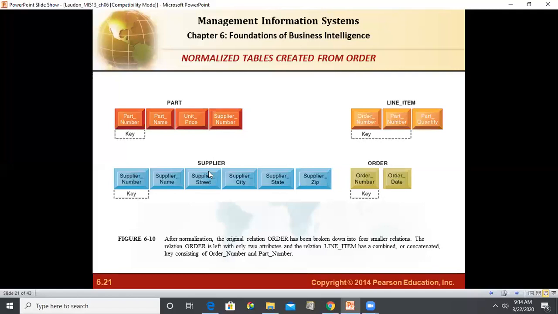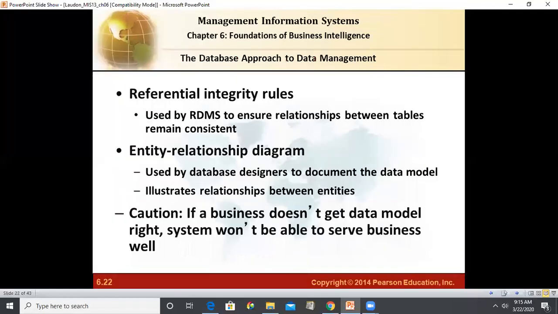The referential integrity means that a new part can't be added to the part table without a valid supplier number existing in the supplier table. It also means that if we are going to delete a supplier, any corresponding parts must also be deleted. So any changes you make are linked together. So next slide. Here it is defined what referential integrity rules mean, which is the use by RDBMS to ensure relationships or cardinalities, one-to-one, one-to-many, many-to-many, between tables remain consistent.